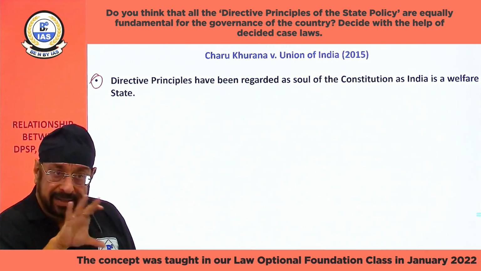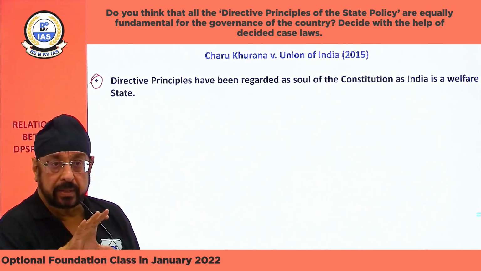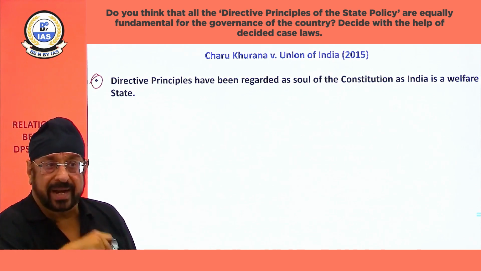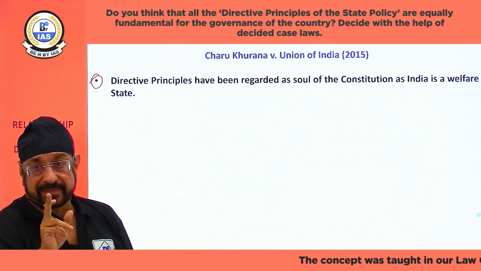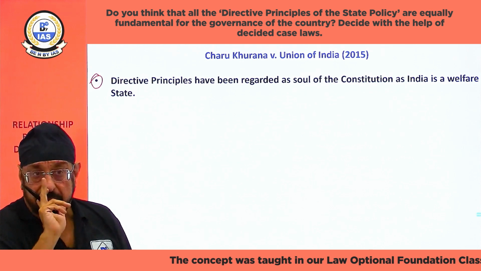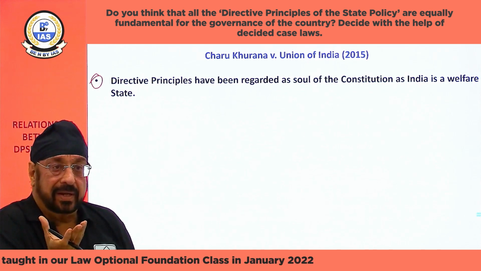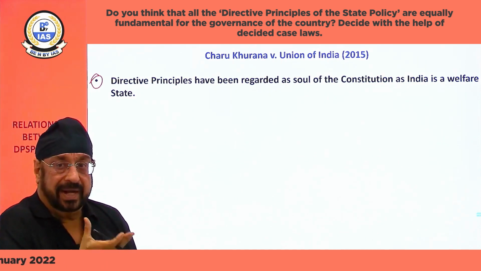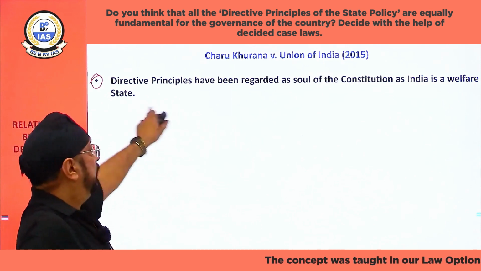Right? At the same time, they have to see that the rights are not abrogated. But the soul will lie not in rights, soul will lie in the goals. What do we want to achieve, that is the main issue. Rights we will get along the way. Rights are only means. We are talking of the end. End is a welfare society, welfare state.